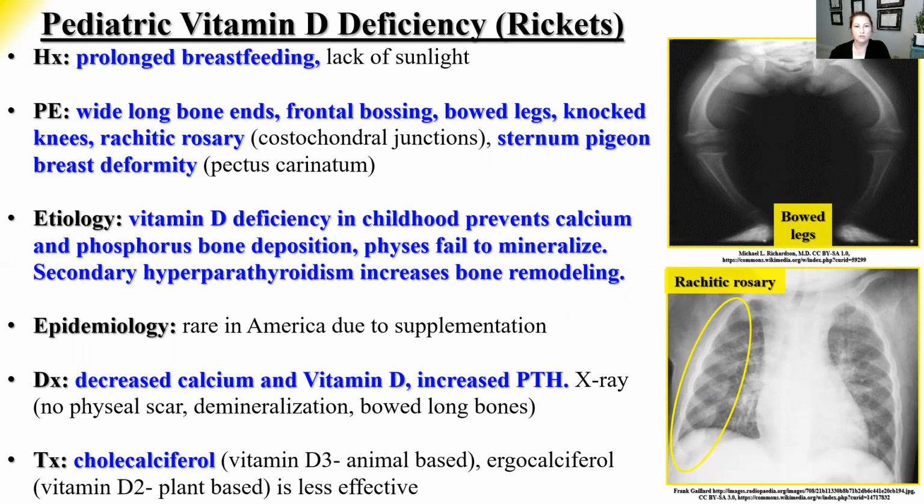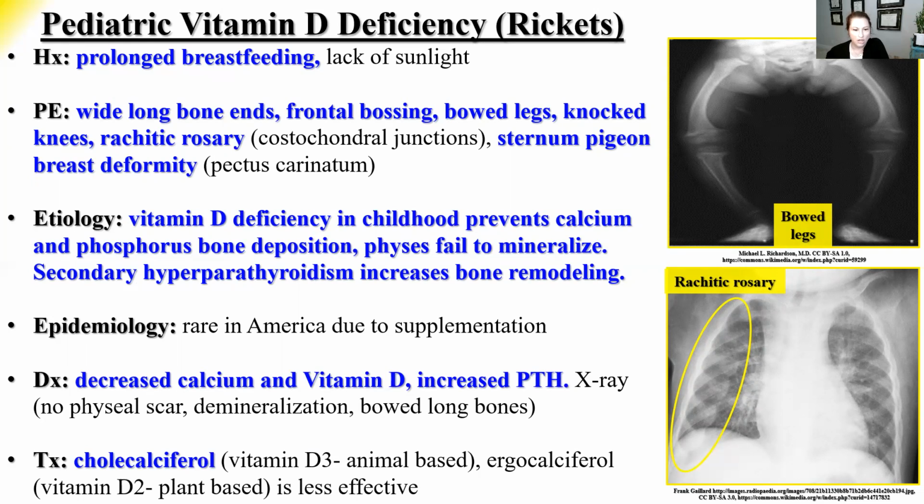So wide, long bone ends, frontal bossing, enlargement of the forehead, bowed legs, you can see in that picture there, the bowing of the femur, knocked knees, the rachitic rosary, where it looks like the rosary, the Catholic necklace that they wear. They get these kind of beaded areas on the costochondral junctions. A sternum pigeon breast deformity is called pectus carinatum.